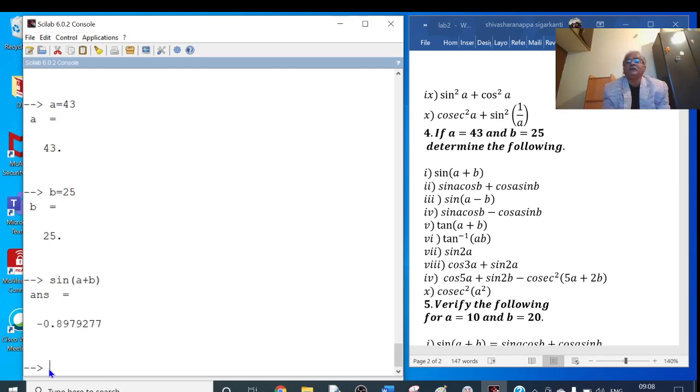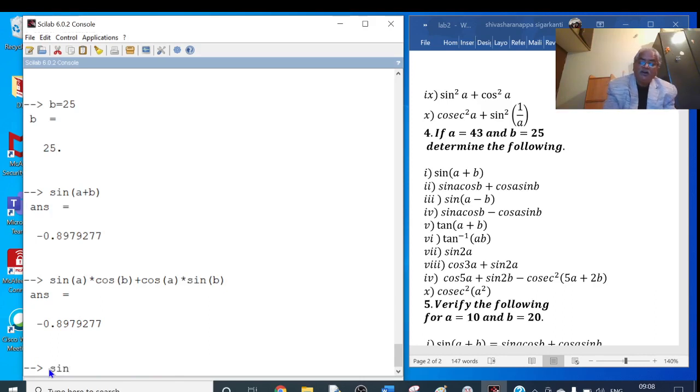I am getting a negative value here. Next, sin A cos B plus cos A sin B. That is sin bracket A, then I have to put a star here, cos open bracket B, plus cos bracket A, star, sin bracket B. Type like this and press enter. I am getting this.